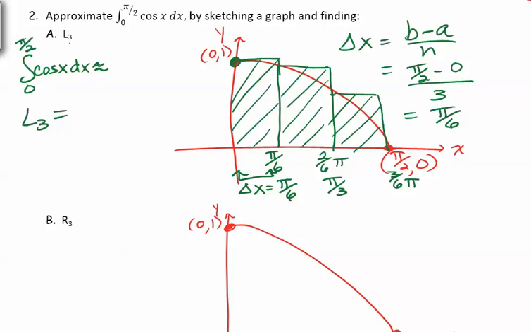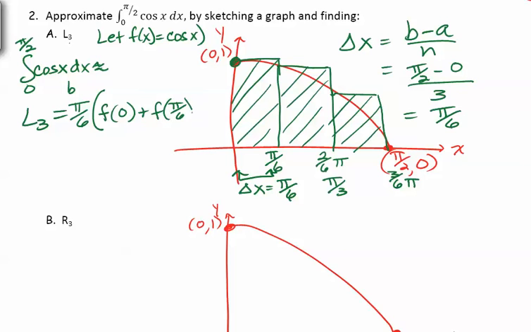You could do base times height separately. Or since the base is always pi over 6, you could factor that out in front. Your delta x is your base. And then if we let f of x be equal to cosine x, then we would have f of 0 plus f of pi over 6 plus f of 2/6 pi, which is pi over 3.